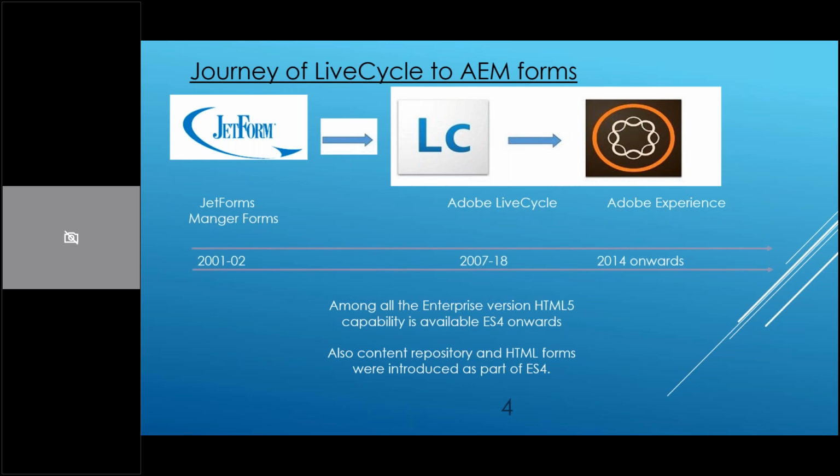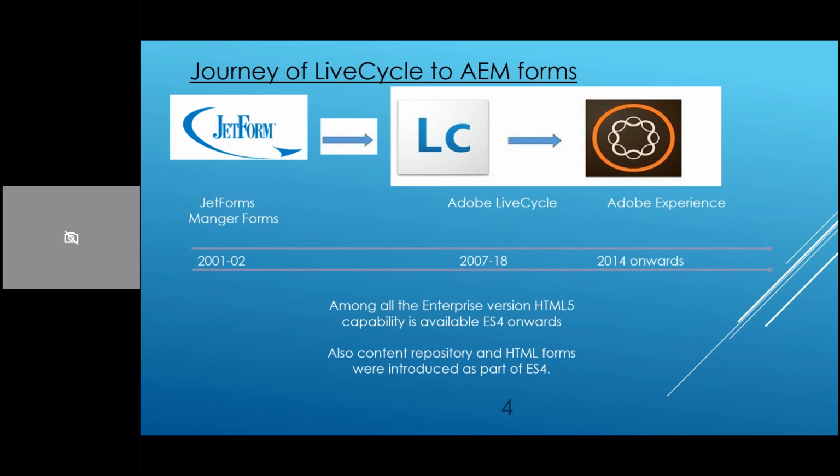Now when we move from Lifecycle ES1, 2, 3, and Lifecycle ES4, ES4 is where the major transformation happened. It's like the most stable product that Lifecycle had. It was the major transformation product because in parallel to ES4, there was a product which Adobe was working on and bought, called CQ5.